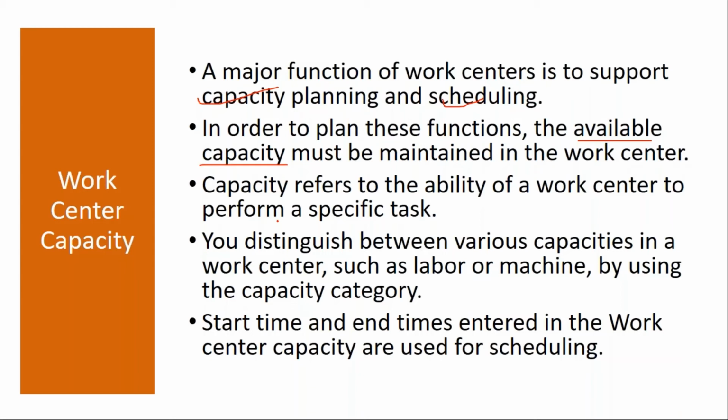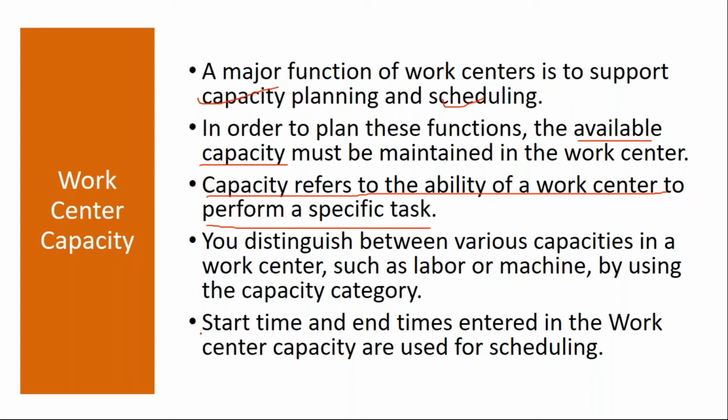So what is available capacity? Capacity refers to the ability of a work center to perform a task. So available capacity means how many hours the machine can work per day. That is called available capacity. Let's say I run my machine every day 8 hours. So that 8 hours is its standard available capacity.